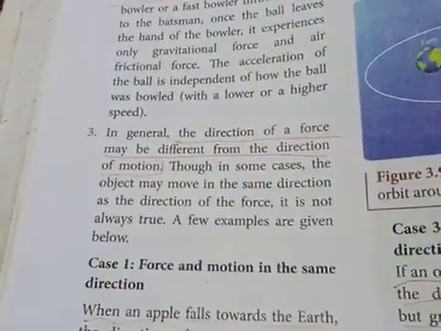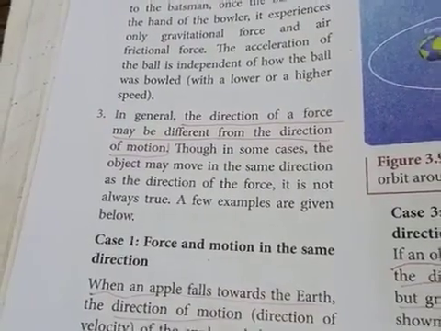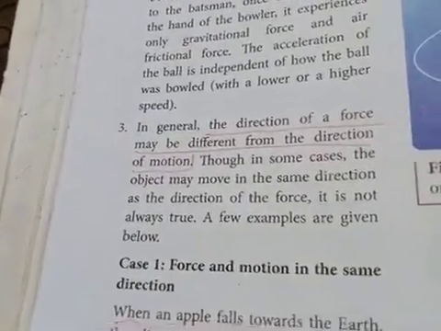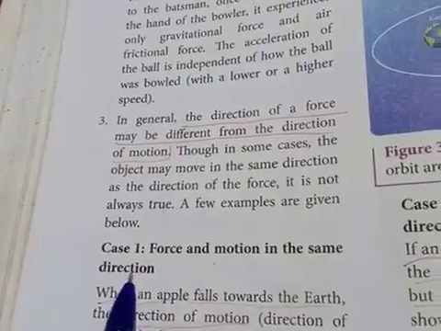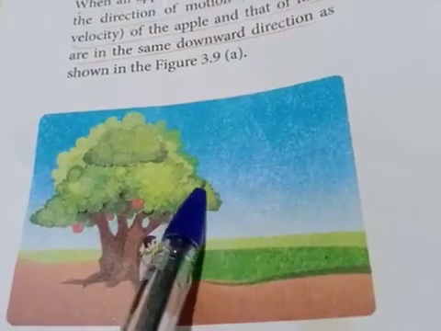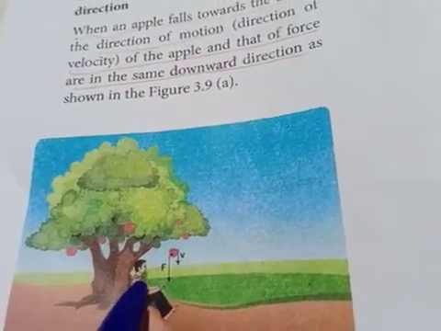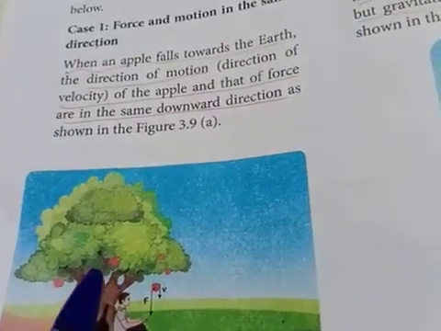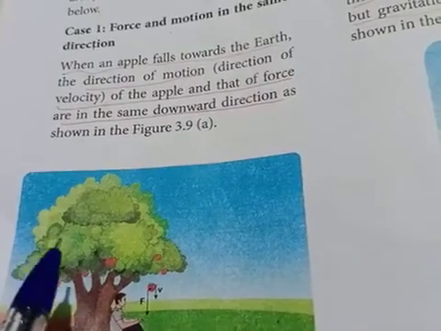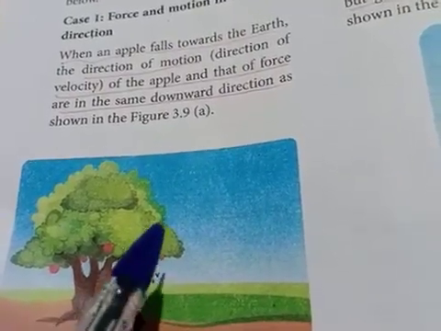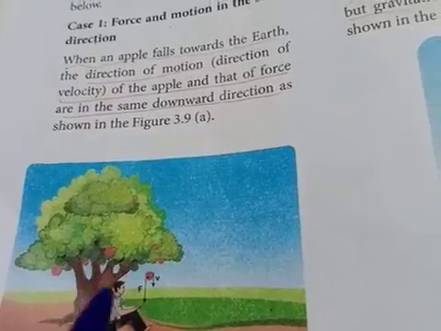I will show you that. You see, this is the third point. The direction of a force may be different from the direction of motion. The first case is force and motion in the same direction. You can see this apple tree. Apples are here. On each apple there is a downward force acting. Once these apples fall, what will happen? The velocity is also in the same direction as the force. So that is the first point.